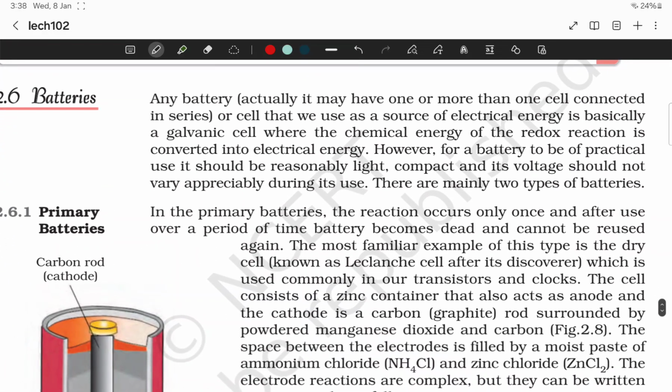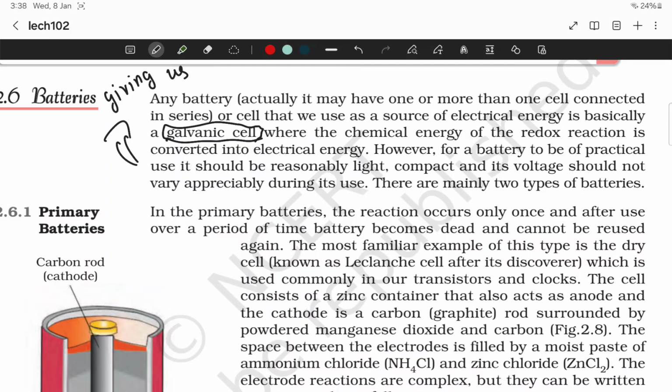No time. Now we come to applications of electrochemistry. How to apply electrochemistry in daily life? So, batteries. Any battery or cell that we use as a source of electrical energy is basically a galvanic cell. Look, we don't provide electricity to a battery. We put the battery into a device, and electricity is generated by the battery. Therefore, it's a galvanic cell. Batteries are galvanic cells, where the chemical energy of the redox reaction is converted into electrical energy.